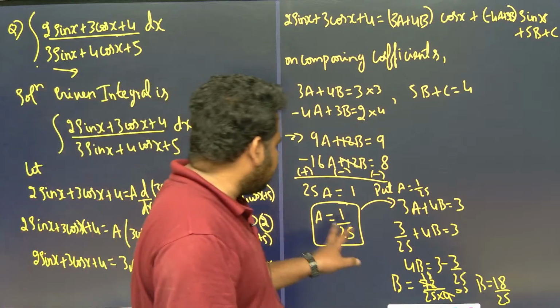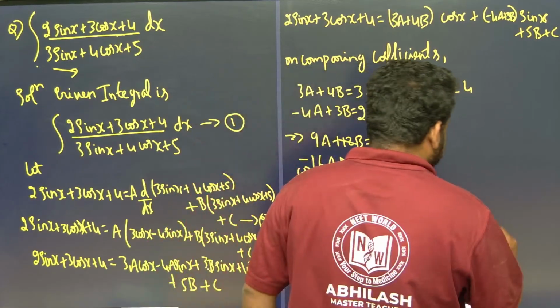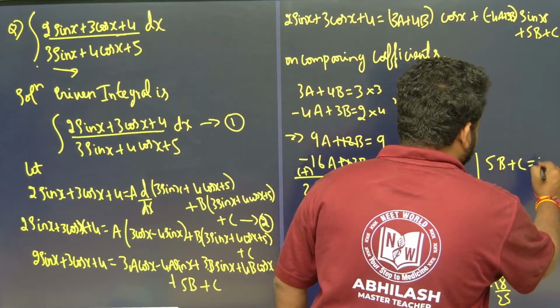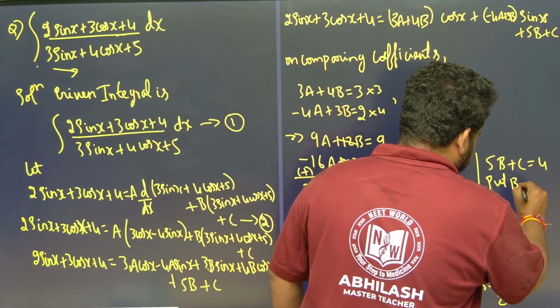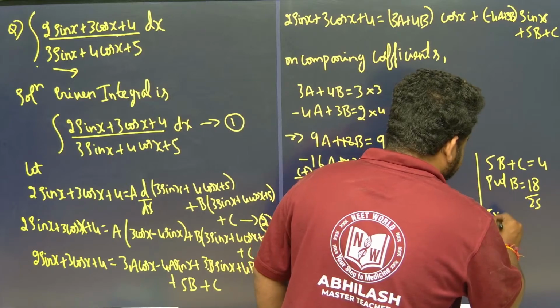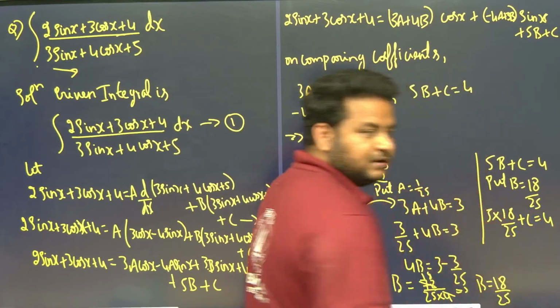Now we got a, we got b. Let us put the value of b here. Now take this, 5b plus c is equal to 4. Now we can put the value of b, b is equal to 18 by 25, and we will get the value of c. So 5 into 18 by 25 plus c is equal to 4.